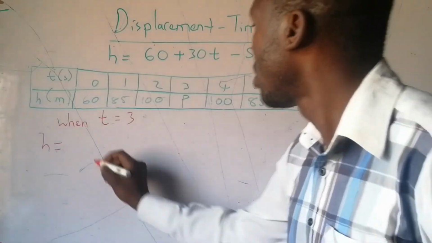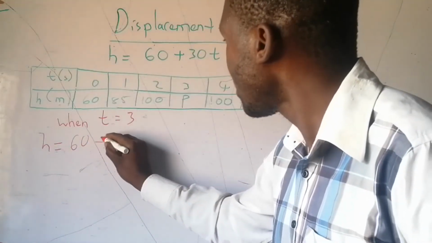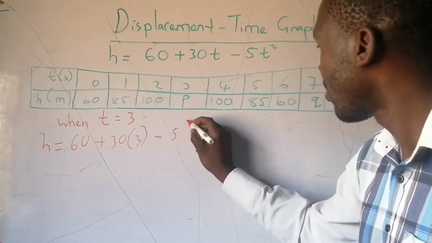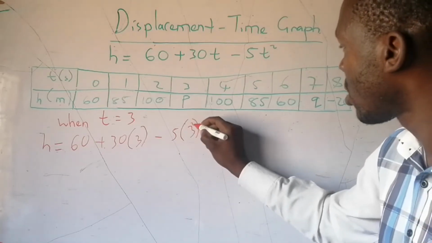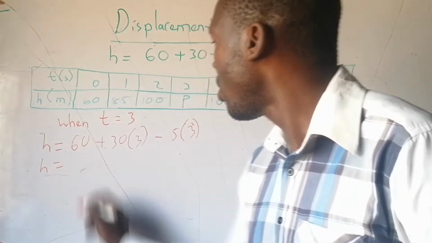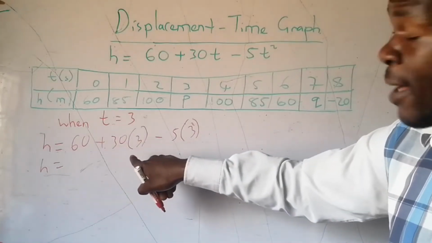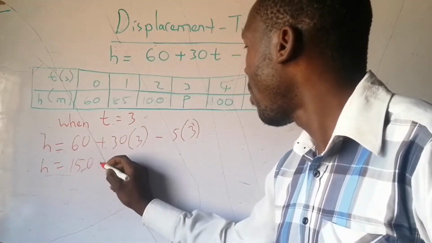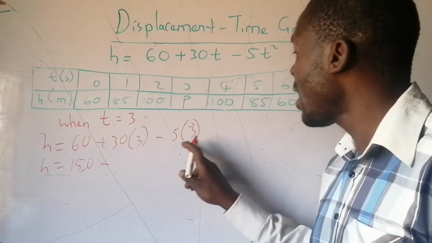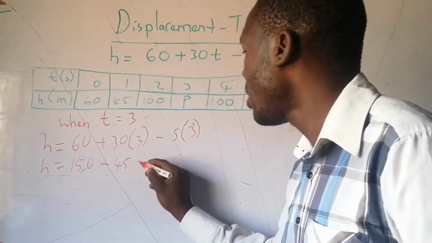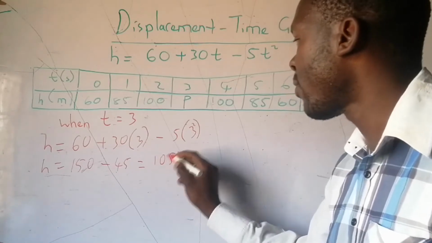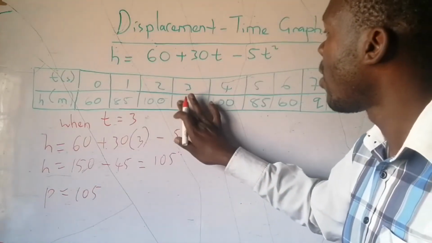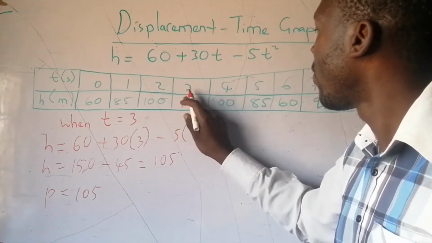H is equal to, so we say 60 plus 30. In place of t, we put 3 minus 5, open bracket, 3 squared here. So H is equal to 30 times 3 is 90. 90 plus 60, 150. So 150 minus 3 squared is 9. 9 times 5, 45. And the answer is 105. Therefore, P is equal to 105. The value of P here is 105.